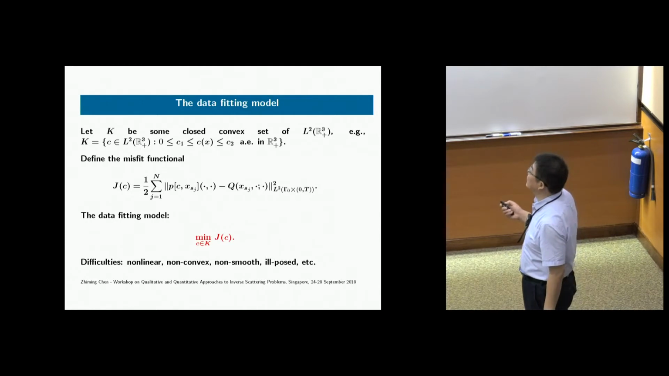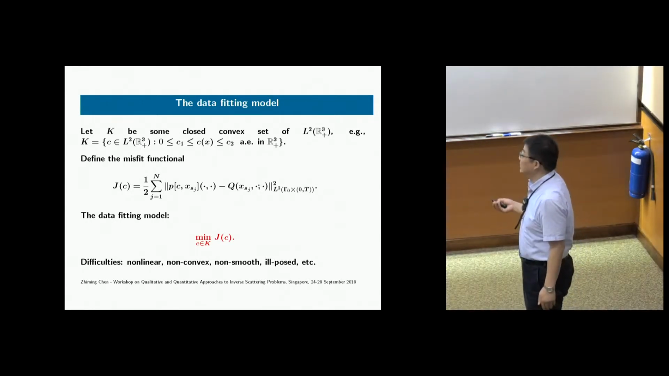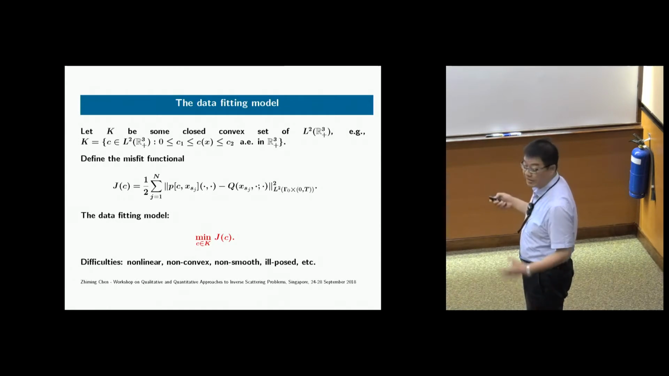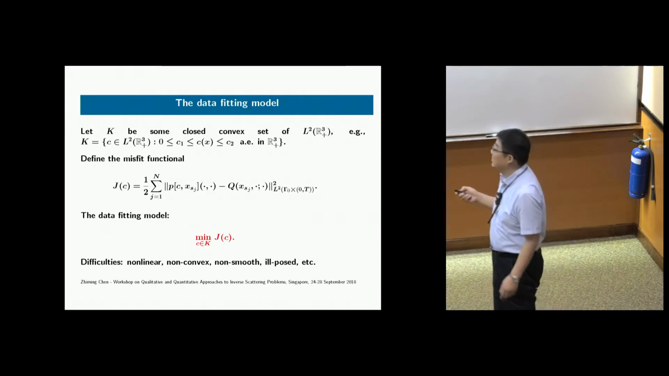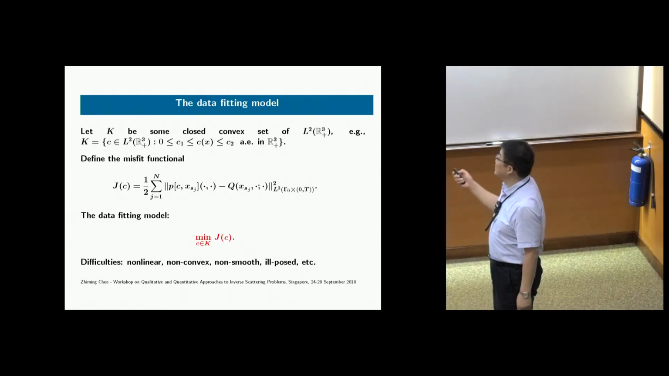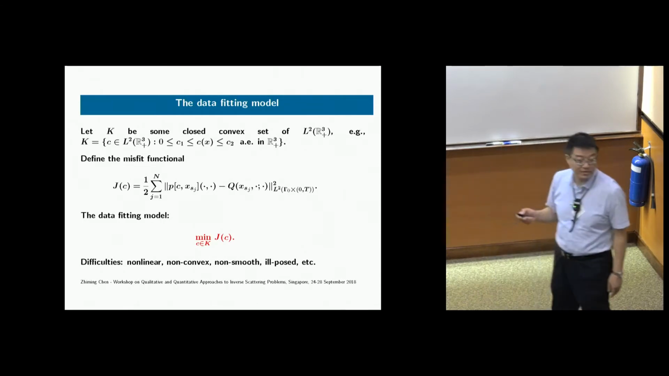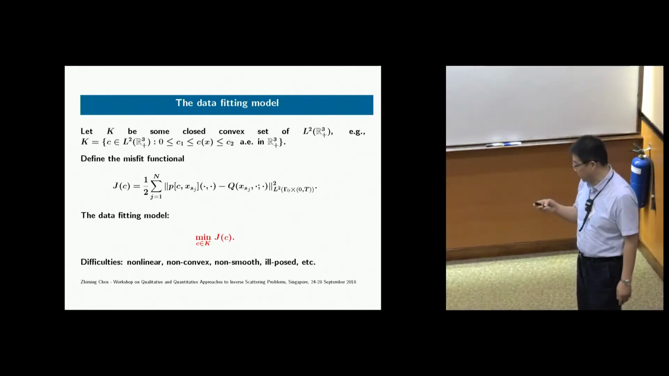The classical way to do this is the data fitting model. Yesterday we already heard about the difficulties of this kind of model. Because the mapping is nonlinear, we have a non-convex optimization model to solve. And if you have constraints, then it's non-smooth. So there are many difficulties. This is the classical formulation.